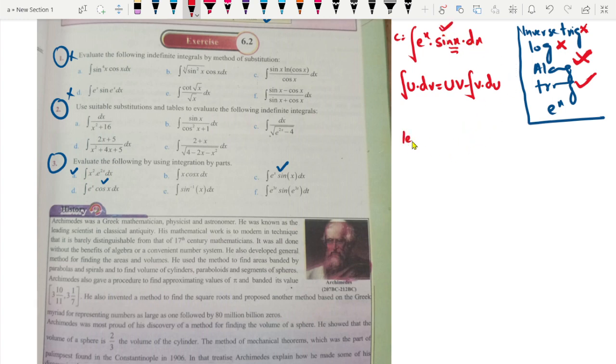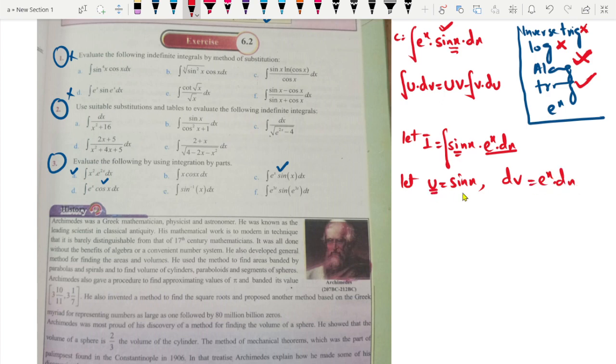Let I be equal to the integral of e^x sin x dx. First I write sin x because I take it as u, and e^x dx later on. So let u equal sin x, and dv equal e^x dx.